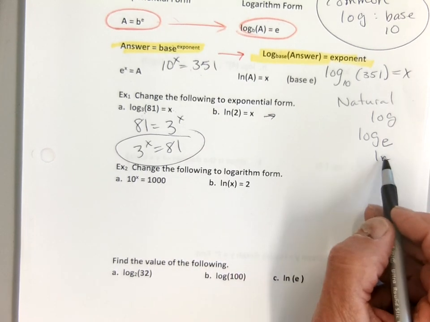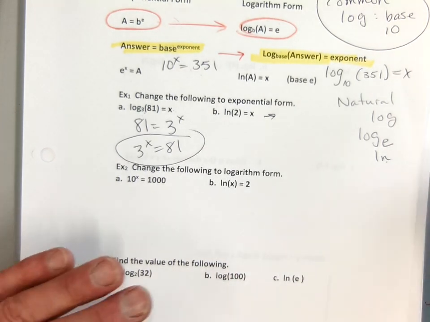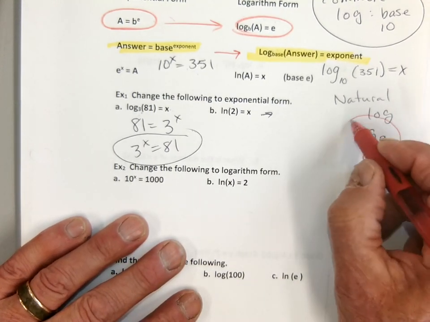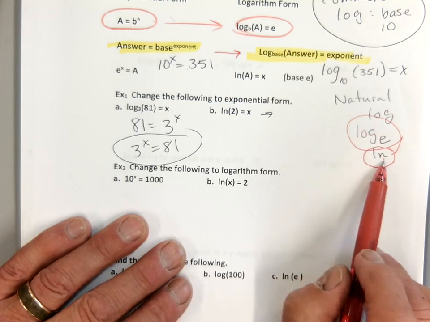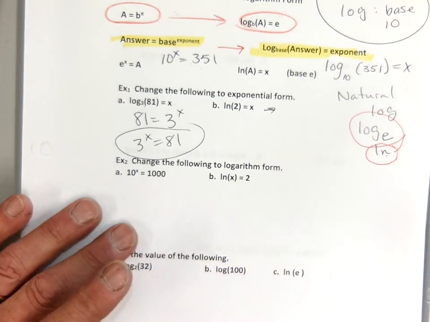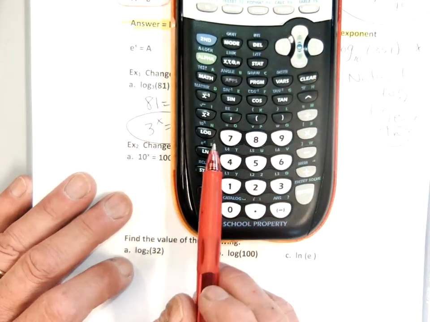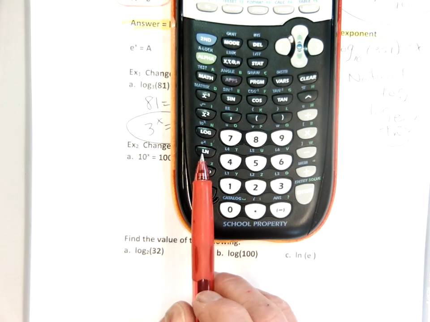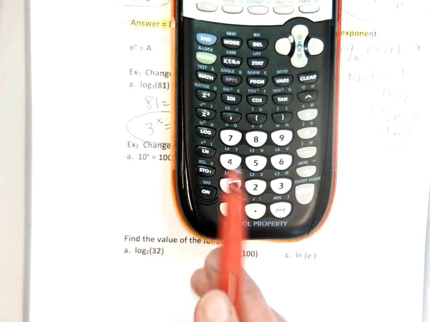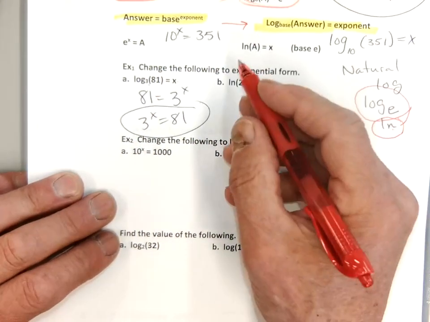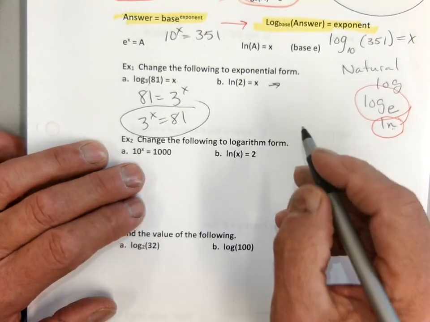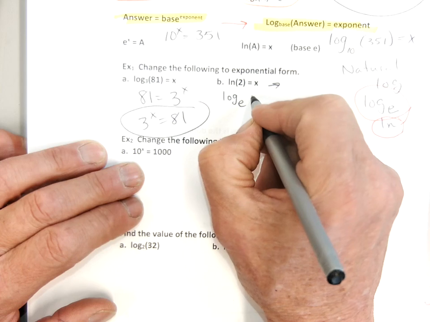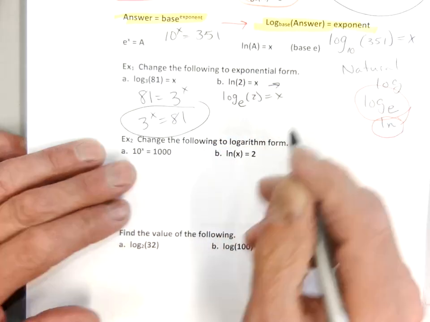ln means natural log, which means base e. So when you see ln, it really means this. These two are the same, but you won't see the e. Even on my calculator, I see an ln, and this ln means log base e. The e is invisible. So I'm going to rewrite this in b as log base e of 2 equals x, okay?